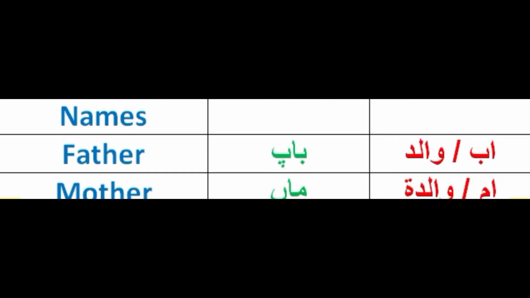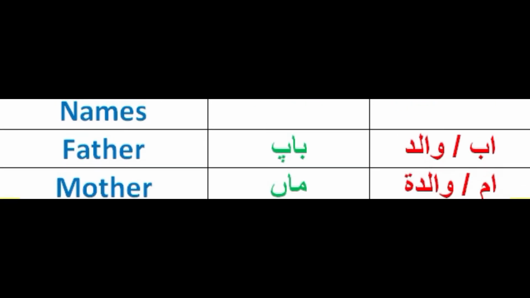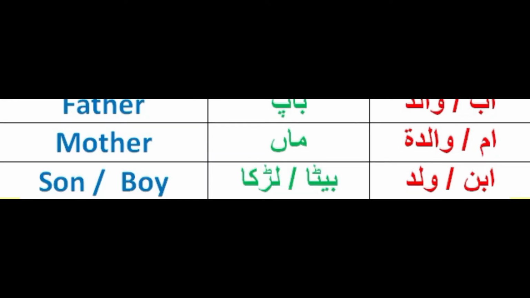The second one is mother. In Urdu you say Maa, and in Arabic you say Ummun and Walidatun. You can say either Ummun or Walidatun. The third one is son or boy.